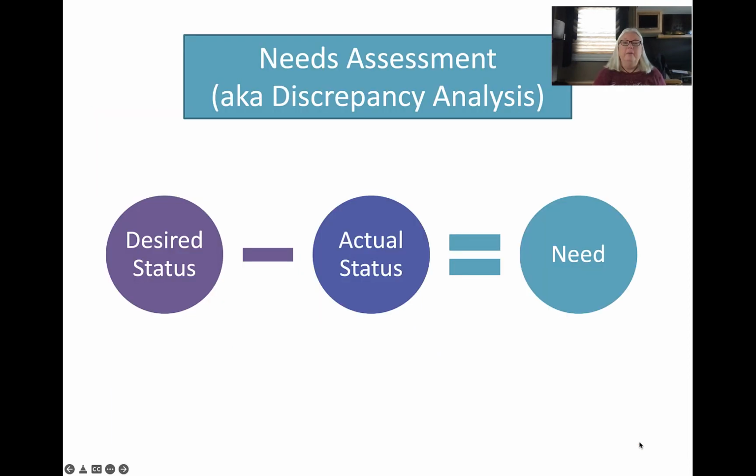So once we do that, we move on to needs assessment, which is also called discrepancy analysis. So at this point, what we're doing is we're looking at what's currently happening versus what we want to happen. So we look at the desired status. What is it I want to happen? This could be I want sales of $100,000 a month. I want employees' performance evaluations to be above average. I want customer satisfaction ratings to be 9 out of 10. Whatever that is, that's the desired state. This is what I would like to see happening.